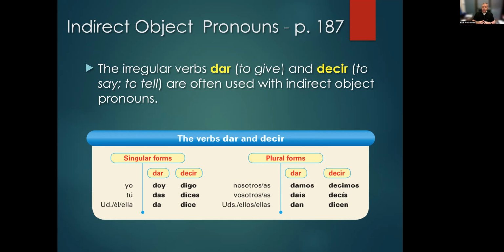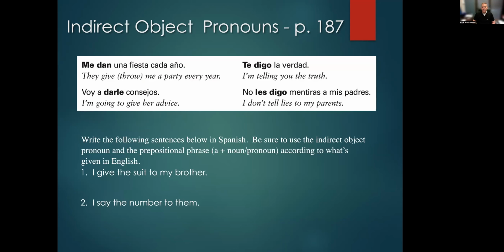And then decir, for to talk, to tell, or to say, we've already talked about. That's the go form. It's e to i stem changing. So it's digo, so it goes to go, and e changes to i. Digo, dices, dice. Decimos, decís, and dicen. Again, that's the boot stem changing. Remember that from chapter 5. So it's boot stem changing, and it's e to i, and the yo form goes to go. So these are very common verbs to use with indirect objects. Me dan una fiesta cada año. They give or throw me a party every year. Te digo la verdad. I'm telling you the truth. Voy a darles unos consejos.